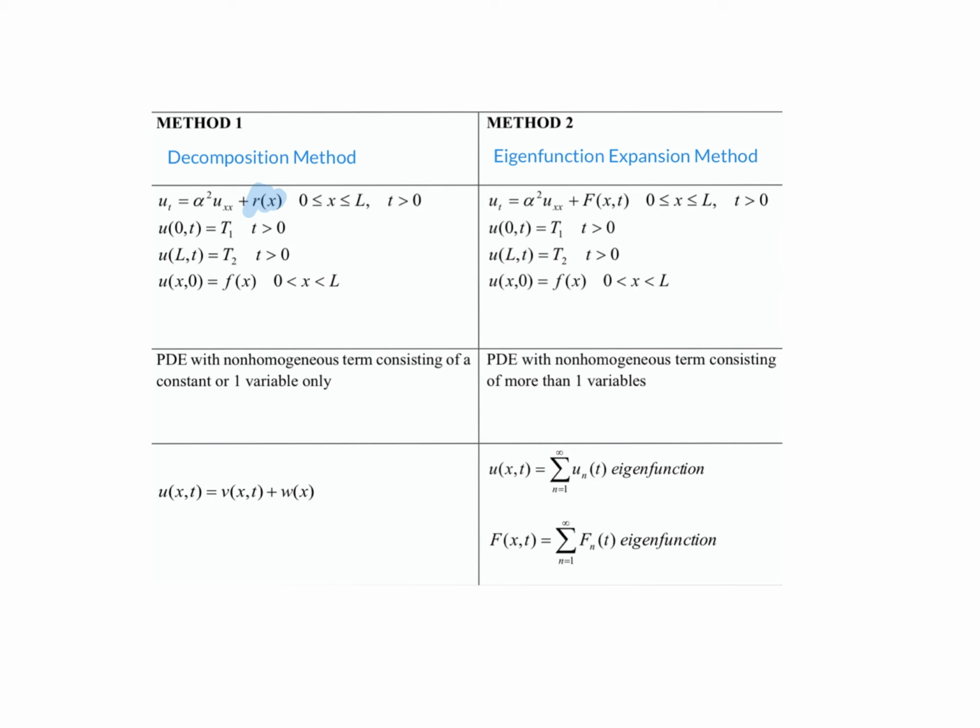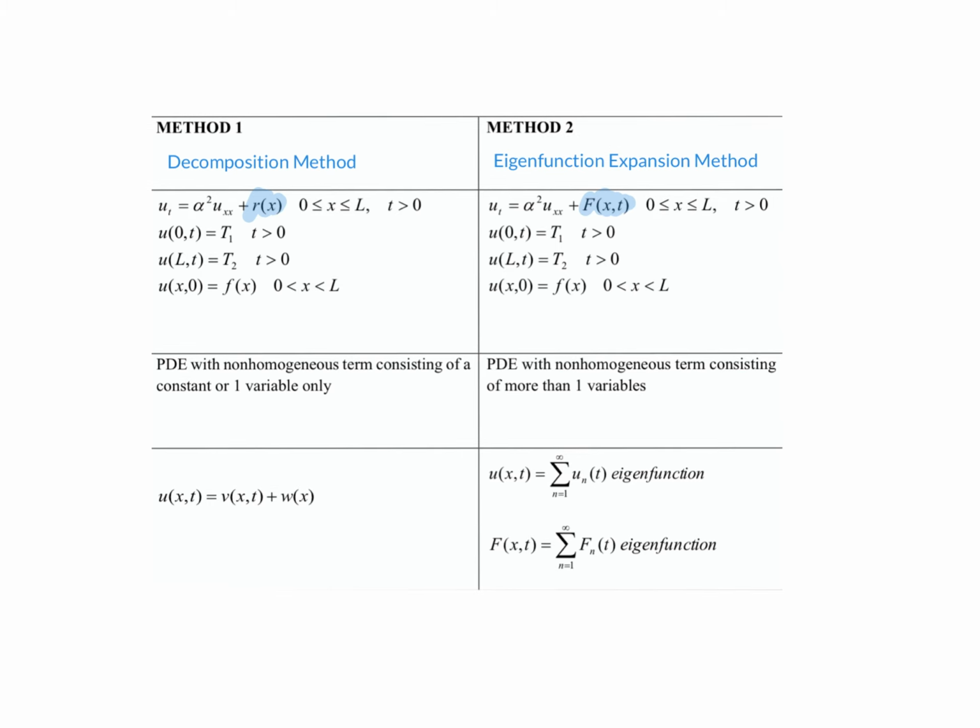So in this example, we have f(x,t), where we have two variables, which are x and t. So before this, for the decomposition method, we have v(x,t) and also psi(x). But for the eigenfunction expansion method, we have u_n(t) and also f_n(t).